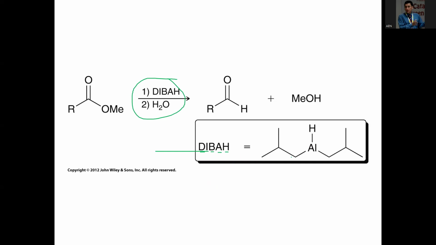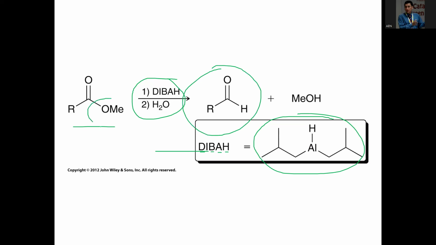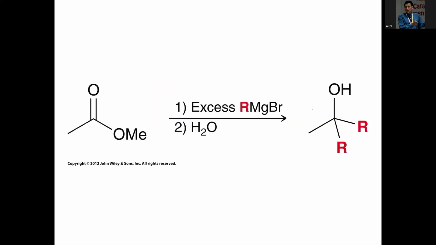So DIBAL is a weaker reducing agent, same way as the tri-tert-butoxy, but don't use tri-tert-butoxy with esters. For esters, you use DIBAL. So one, DIBAL, second step, acid or water, and then the reduction will stop at the aldehyde. And of course, don't forget that you will also get the alcohol, the methanol. So you have to state both. Please, in esters, you have to state both.